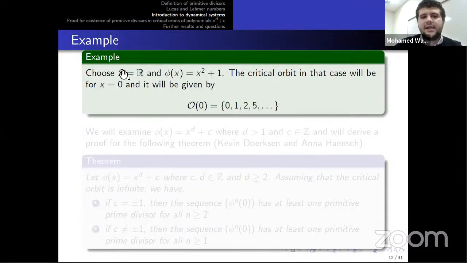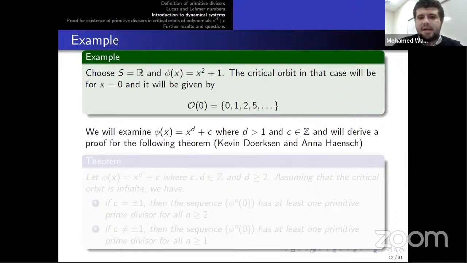If we take S to be the real numbers, and phi of x is x squared plus 1, this function has a critical point when x is equal to 0, by just taking the derivative. So we can see the critical orbit of this function: phi 0 of 0 is 0, then phi of 0 is 1, phi of 1 is 1 squared plus 1, which is 2, phi of 2 is 2 squared plus 1, that's 5, and so on. So this is just a quick example.